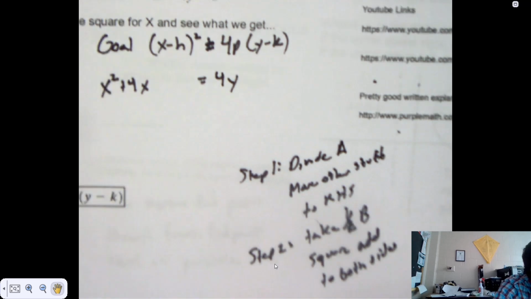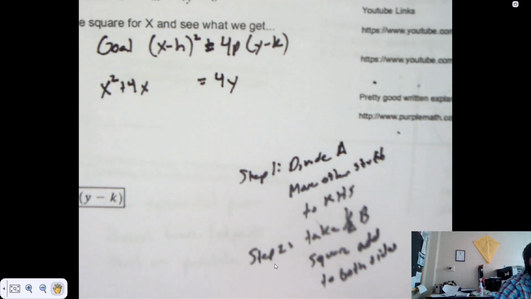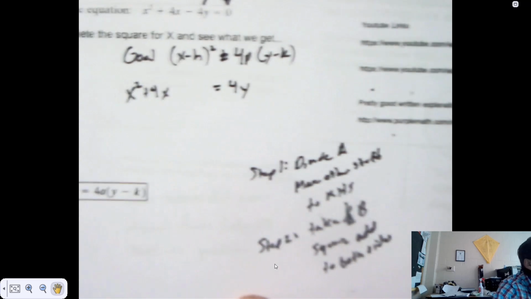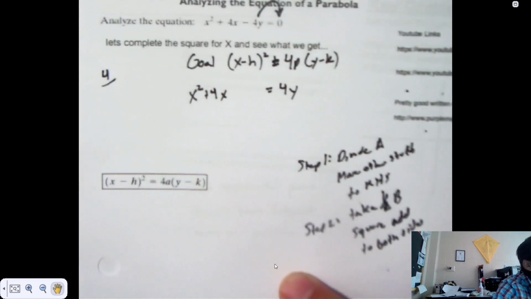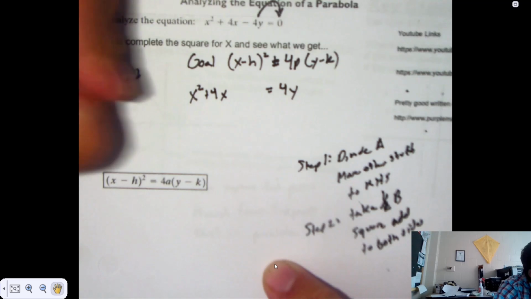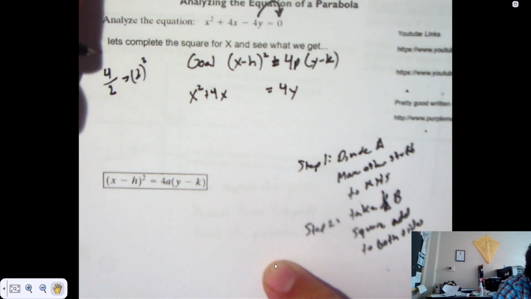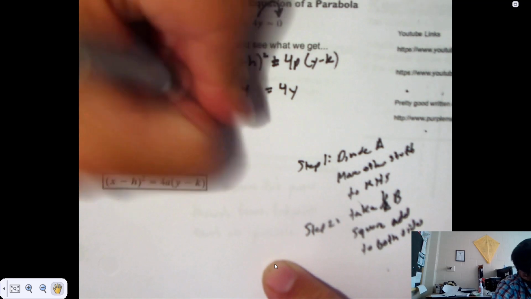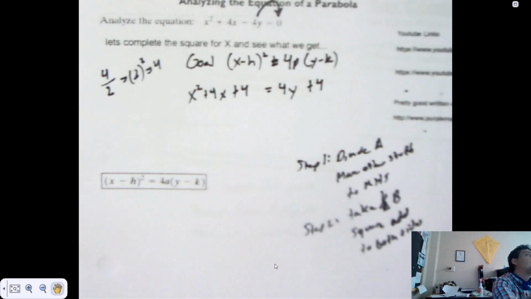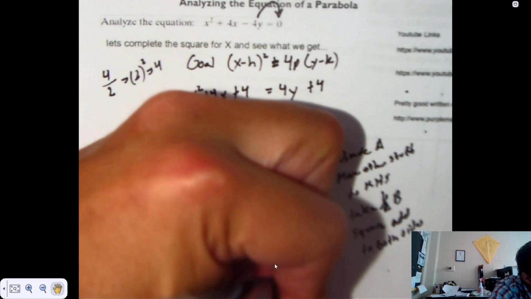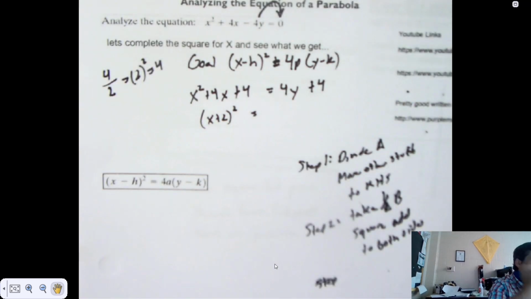All right, so we're going to take half of b. What's b? 4. Take half of it, you get 2. You square that 2, you get back to what? 4. You add 4 to both sides. Congratulations, you created two things to factor. How's the left-hand side factor? X plus 2 squared. How's the right-hand side factor? 4 times y plus 1.